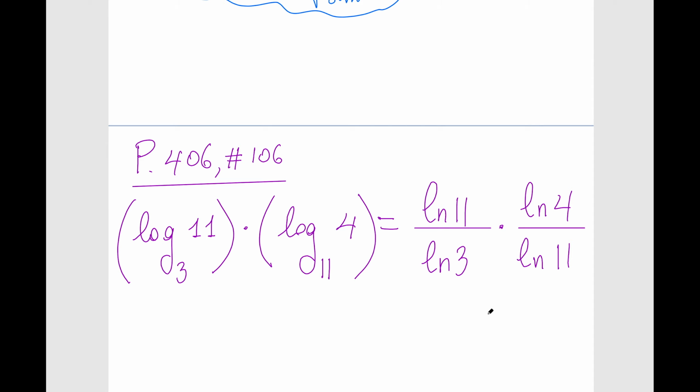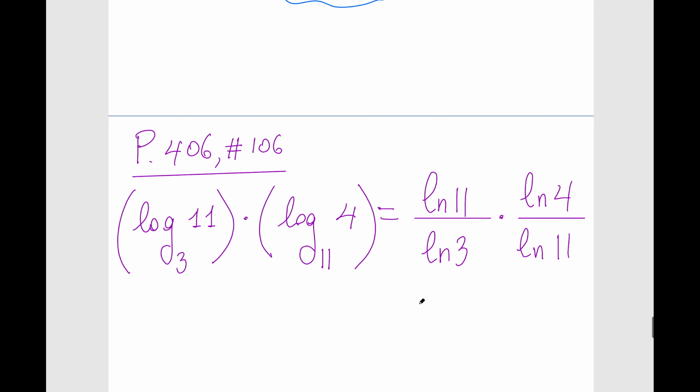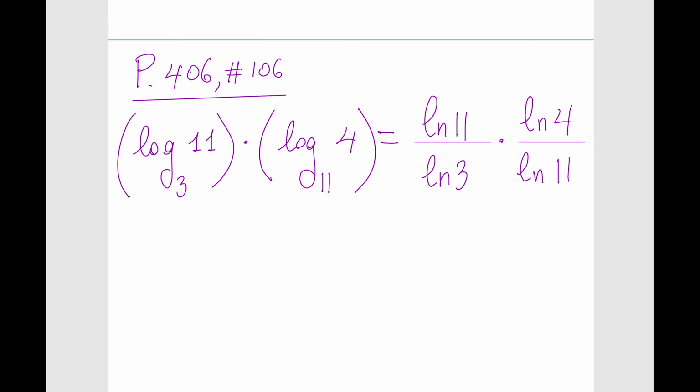Now we can cancel if we see at least the same thing, which we do. ln of 11 and ln of 11 are the same entities. So we're multiplying by ln of 11 and dividing by ln of 11, these cancel each other, and then we get ln of 4 divided by ln of 3. ln is log base e.